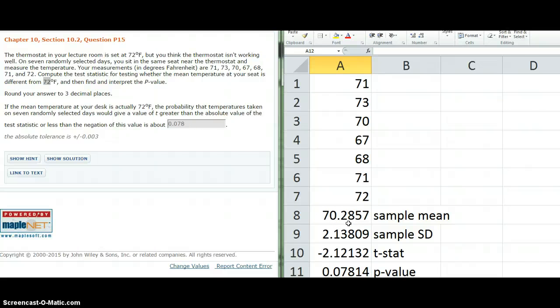The p-value is tricky. Practically speaking, what we look at is whether this is lower than our cutoff alpha level, which is usually 0.05 if you don't see anything otherwise. So 0.07 would not be below 0.05, so we wouldn't really have good evidence to reject the null. In other words, we don't have good evidence that the thermostat is broken.